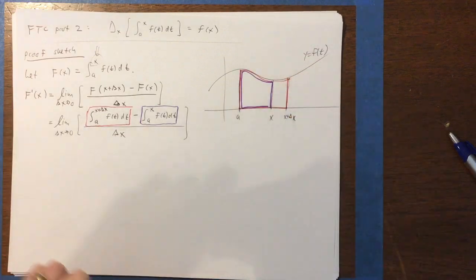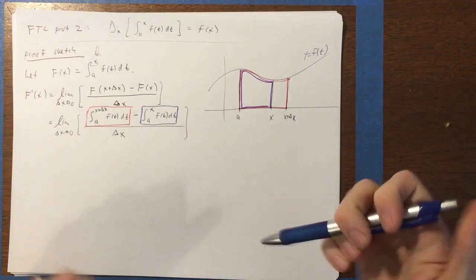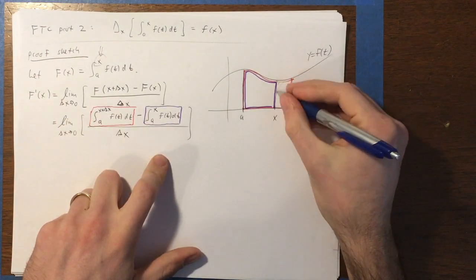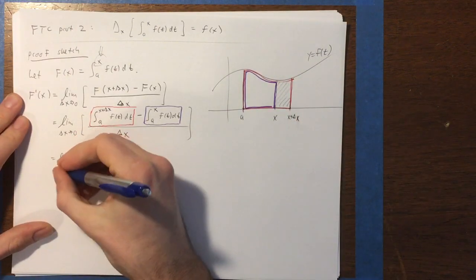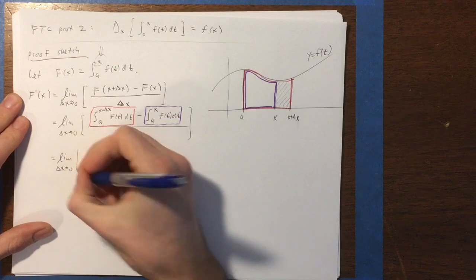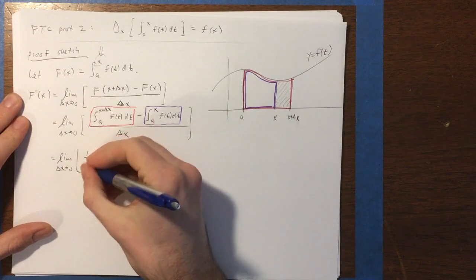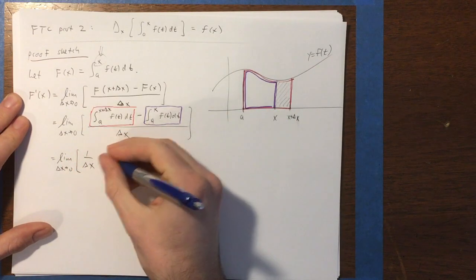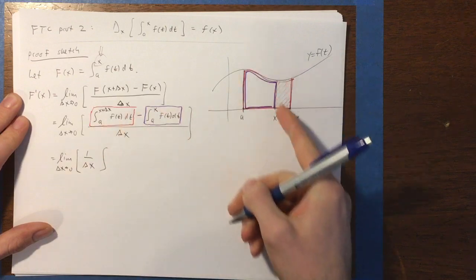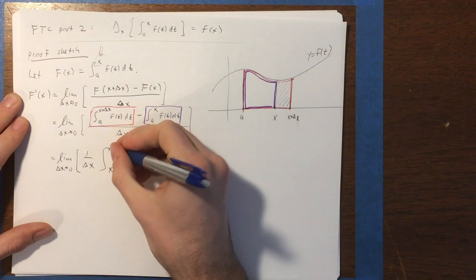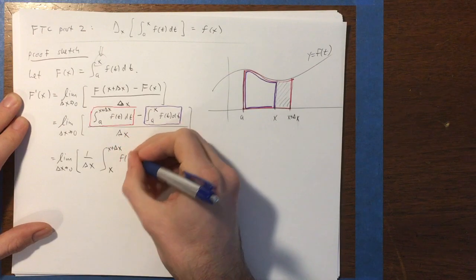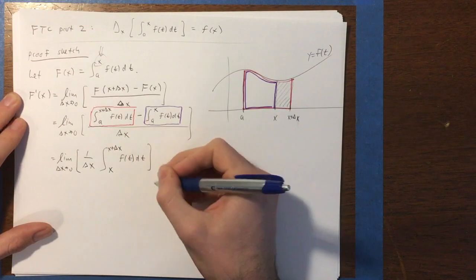So we have left over, after subtracting, just this area right here. So I can write this as the limit as delta x approaches 0 of 1 over delta x, which is my division there, times the numerator, which is just that sliver. It's going to be the integral from x up to x plus delta x of f of t dt.